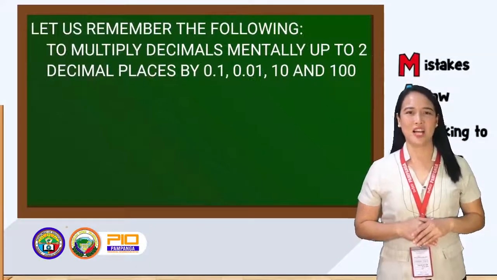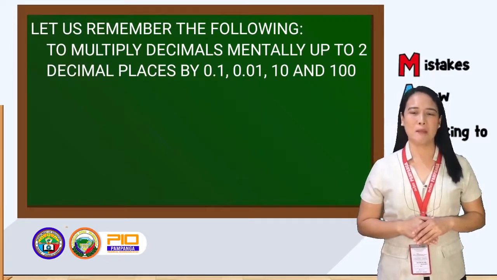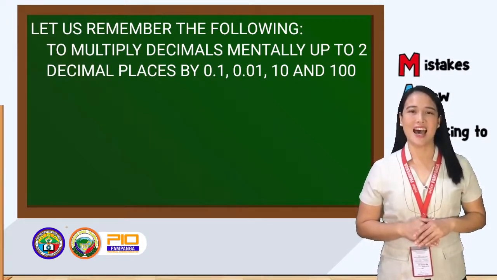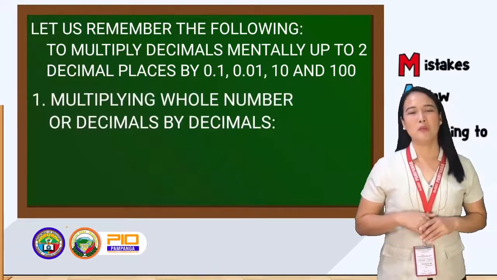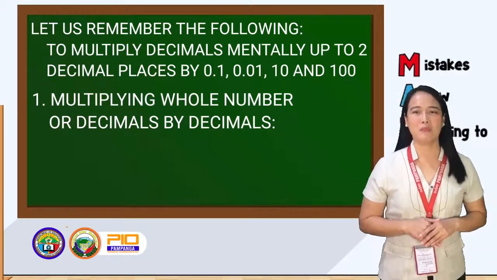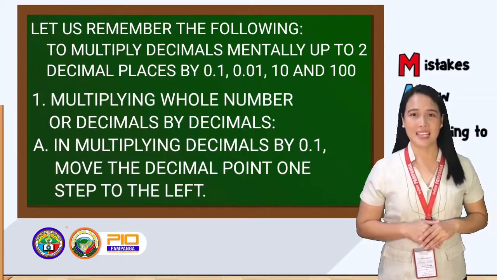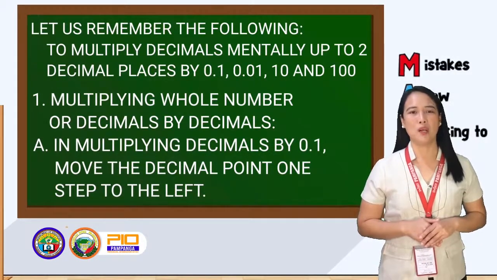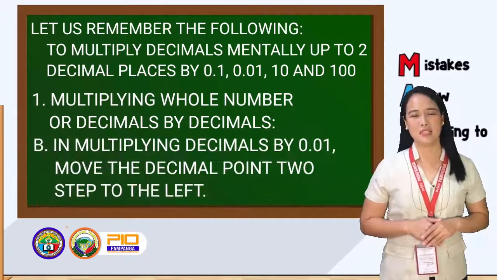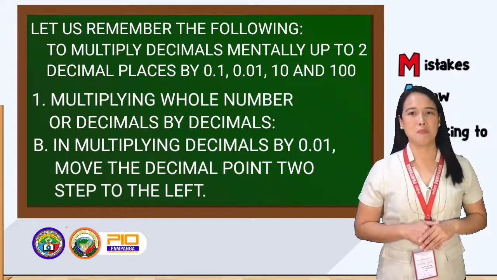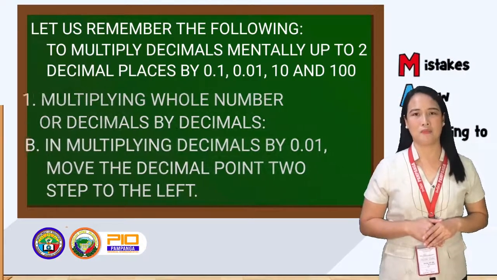Let us remember the following. To multiply decimal numbers mentally, up to 2 decimal places, by tens, hundreds, 10, and 100. Number 1. Multiplying whole numbers or decimals by decimals. Letter A. In multiplying decimals by tens, move the decimal point one step going to the left. In multiplying decimals by hundreds, simply move the decimal point 2 places or 2 steps to the left.